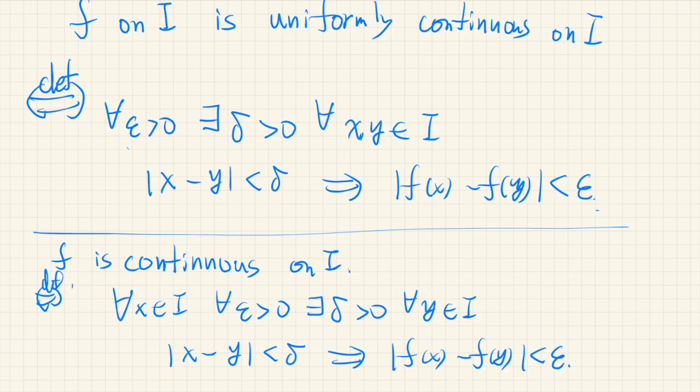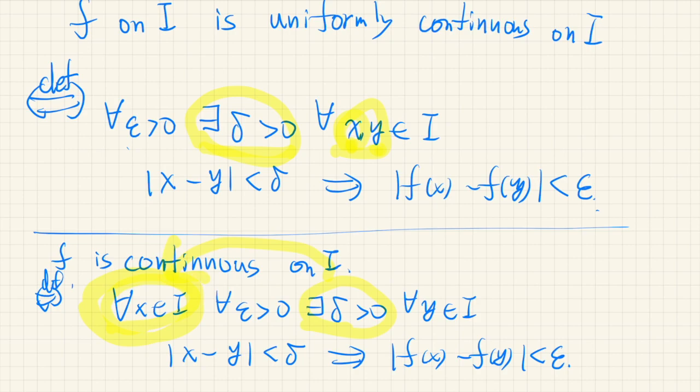So what's the difference? The difference is here, and here. So it's where this x appears. In the case of uniform continuity, x and y both appear after this delta. So that means the value of this delta does not depend on x or y. On the other hand, in the definition of ordinary continuity, x comes first. So that means this value of delta may depend on the value of x.